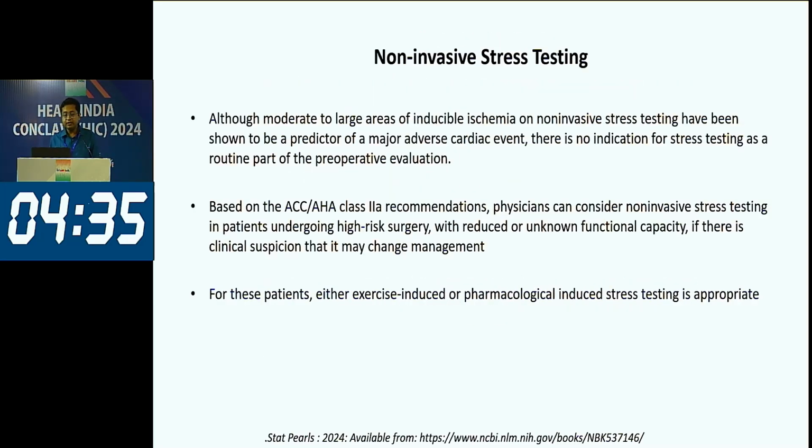Non-invasive stress testing: although a moderate to large area of inducible ischemia on non-invasive stress testing has been shown to be a predictor of major cardiovascular events, there is no indication for stress testing as a routine part of the pre-operative evaluation. Based on the ACC class 2A recommendation, physicians can consider stress testing in patients undergoing a high risk surgery only with a reduced or unknown functional capacity like low METs, and if there is a clinical suspicion that it may change the management during the surgery.